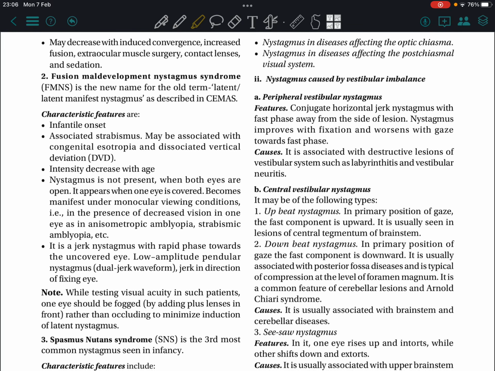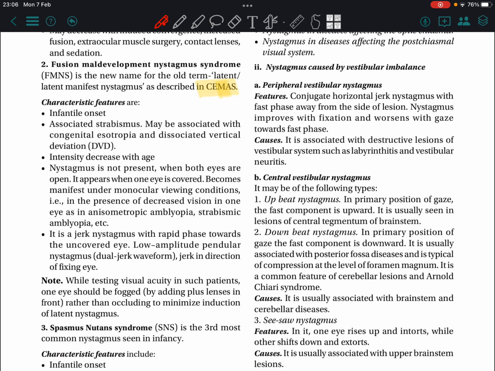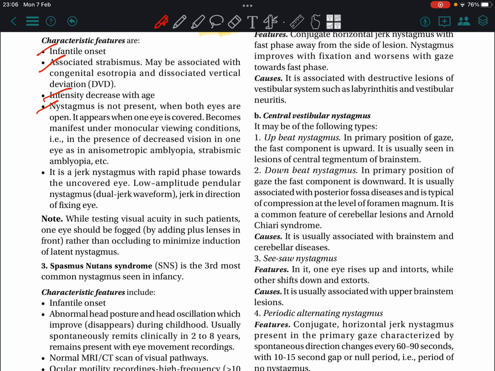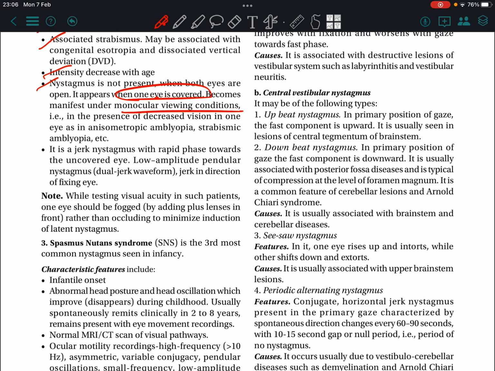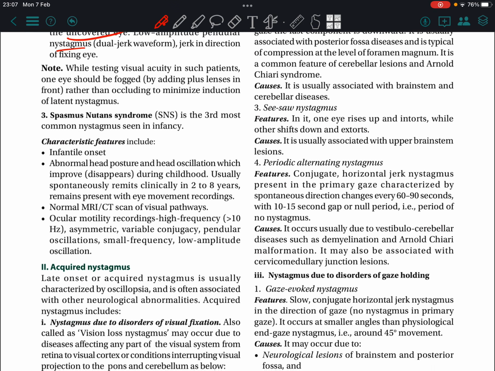Fusion maldevelopment nystagmus syndrome, FMNS. Characteristic features: infantile onset, associated strabismus. Intensity decreases with age. Nystagmus is not present when both eyes are open. It appears when one eye is covered. It becomes manifest under monocular viewing conditions in the presence of decreased vision in one eye, as in anisometropic amblyopia. It is a jerk nystagmus with rapid phase towards the uncovered eye. Low amplitude pendular nystagmus, dual jerk waveform.